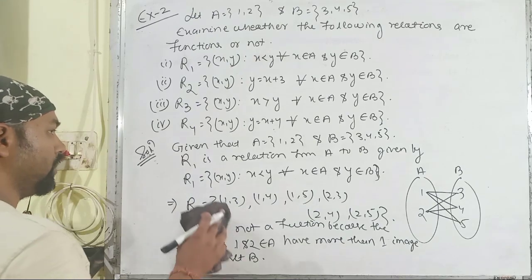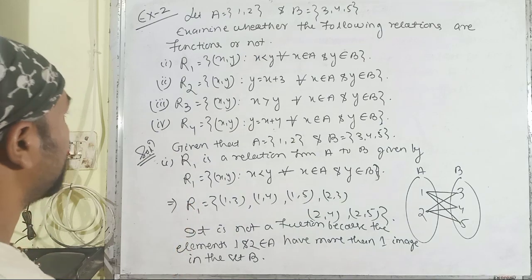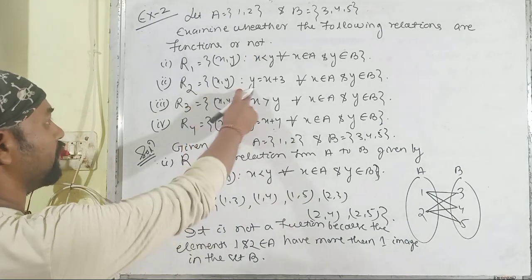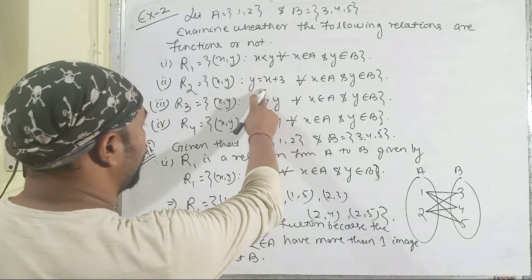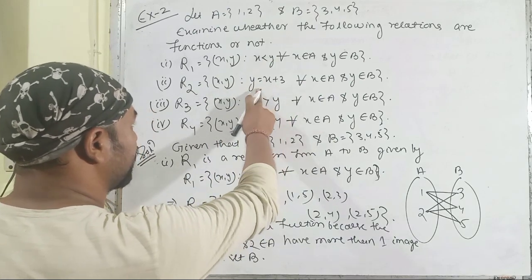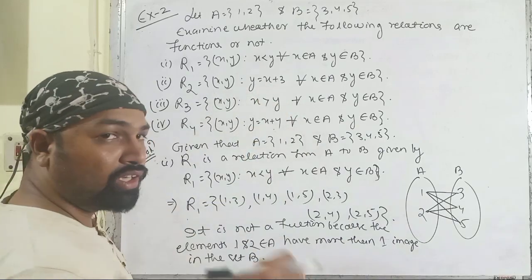Then moving towards the second relation. This was the first one. The second relation is given by the collection of all ordered pairs such that y = x + 3. That means the second element is the first term plus 3.